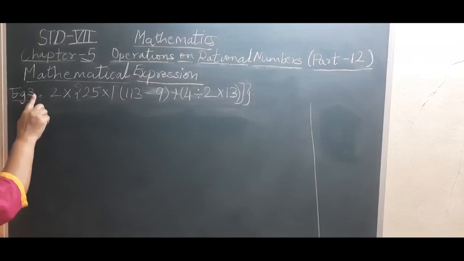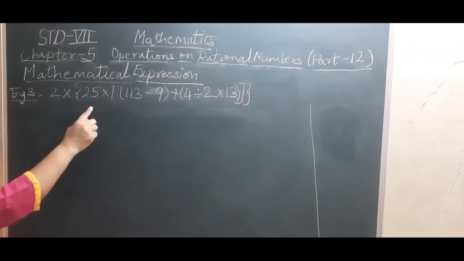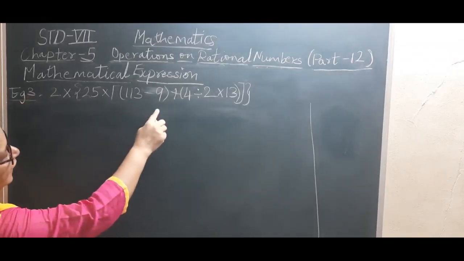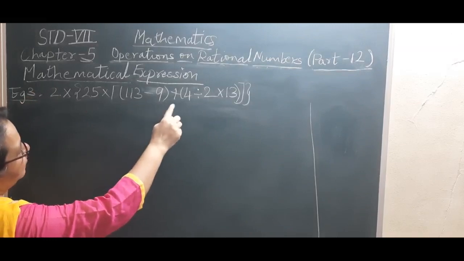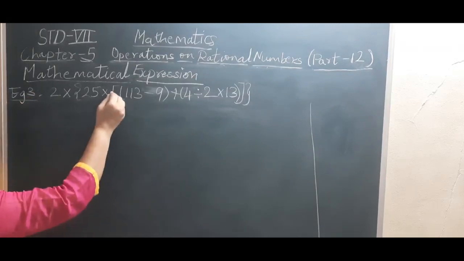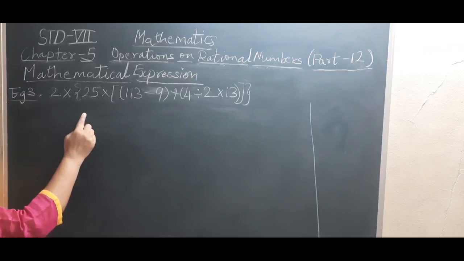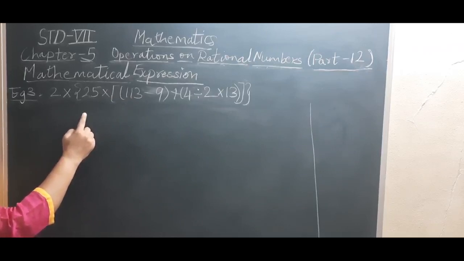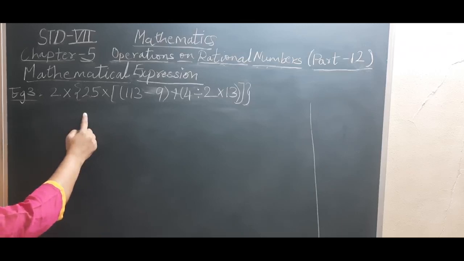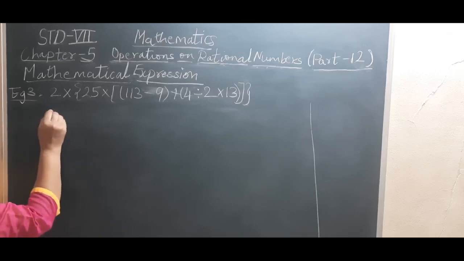Let's see example number 3. In this example, children, they have given all the 3 types of brackets and they have used all the 4 operators. We are going to solve it according to the rules which we have learnt just now and the orders which we had learnt before this. Let's follow and solve this sum. Let's see the first step.